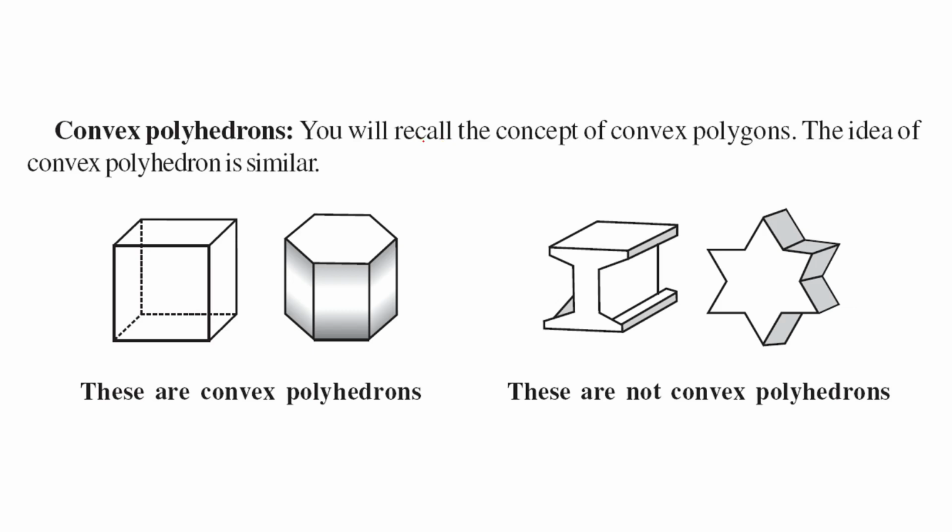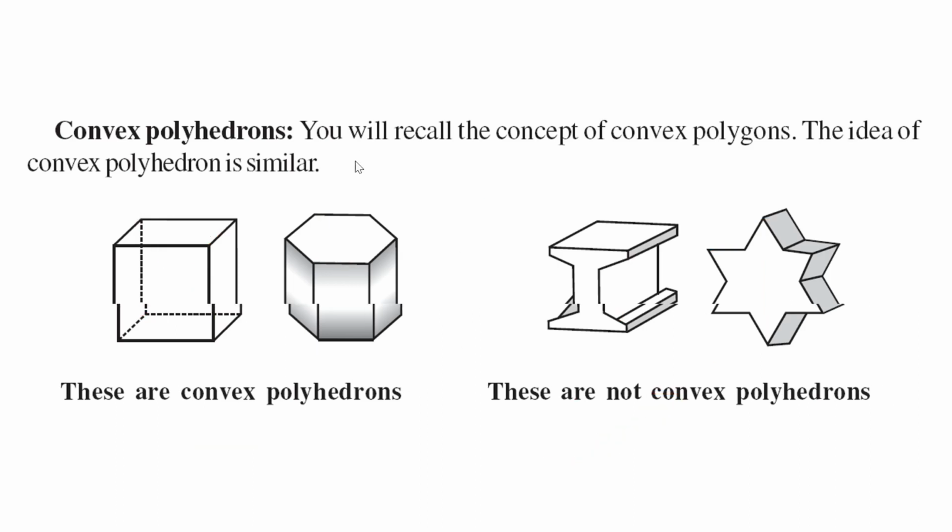Convex polyhedrons. Now if you join, say, two vertices on this side, this joining line goes out of the solid. If I join these two, this goes out of the solid. If I join, say, these two, it remains inside. But in this case, if you join any two vertices, the diagonal, or you can say the joining line segment, will always be inside. So that is why these are called convex polyhedrons. These are not convex polyhedrons.